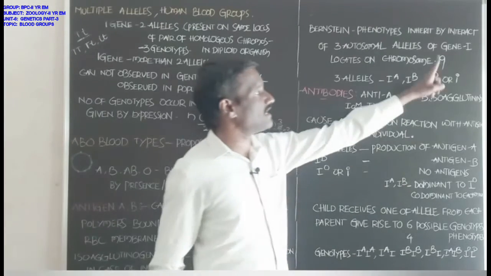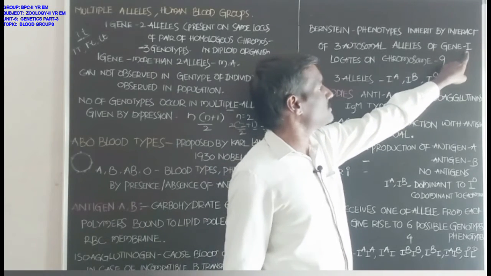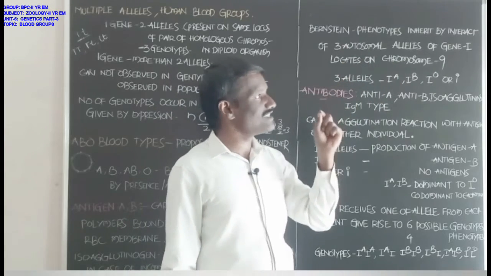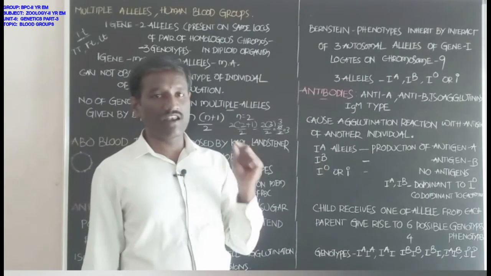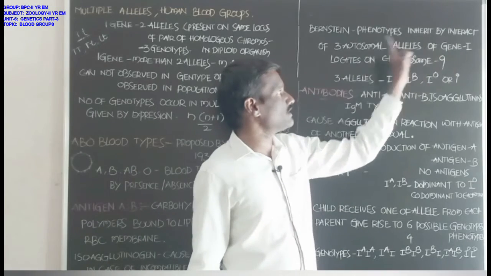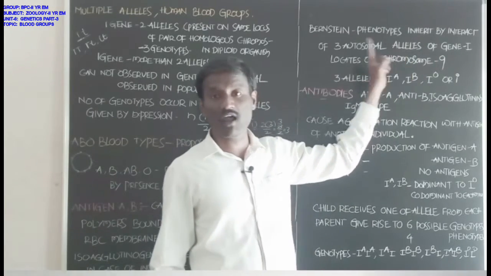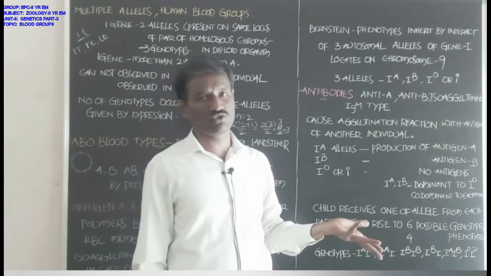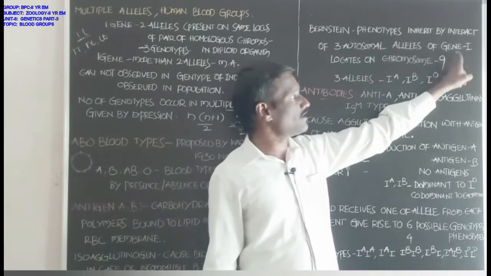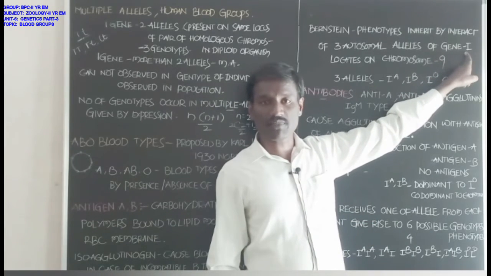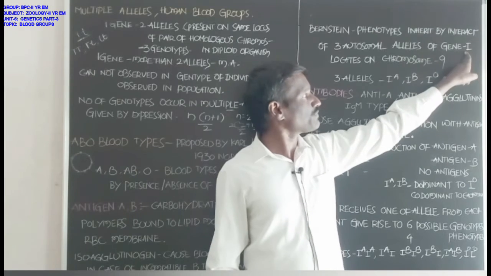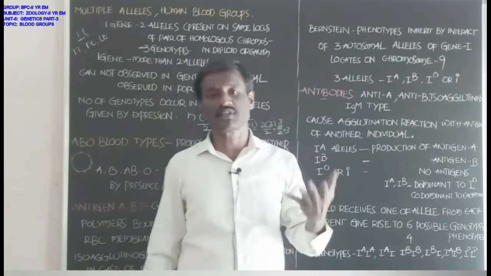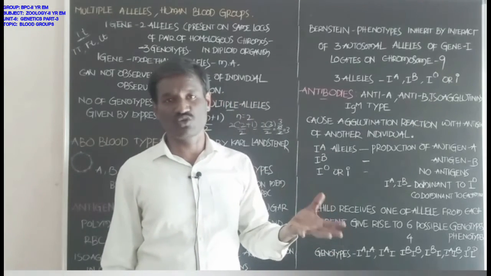This phenotypic character is expressed by the gene, that is, the gene I. I is the gene with three autosomal alleles. The chromosome is an autosomal chromosome, that is, the gene is located on the locus present on the ninth chromosome. The ninth chromosome is an autosome. It is not an allosome or sex chromosome.